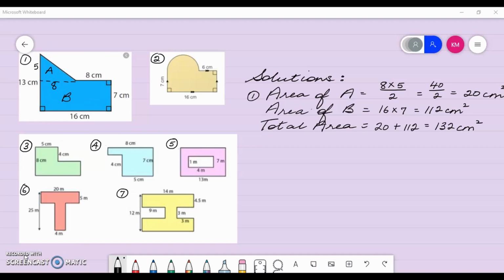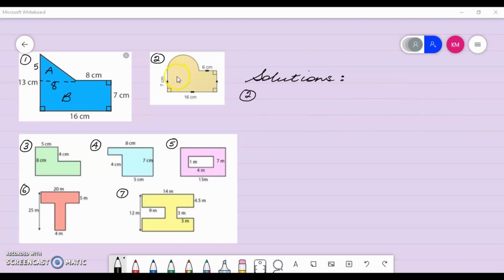Let's move on to number 2. So number 2, I can draw a line right about here to divide my shape into two different shapes, and I can label this one A and I can label this one B. Now it doesn't matter how you divide up your shape, you are still supposed to get the same answer. So that shape A is actually a semicircle and B is a rectangle.